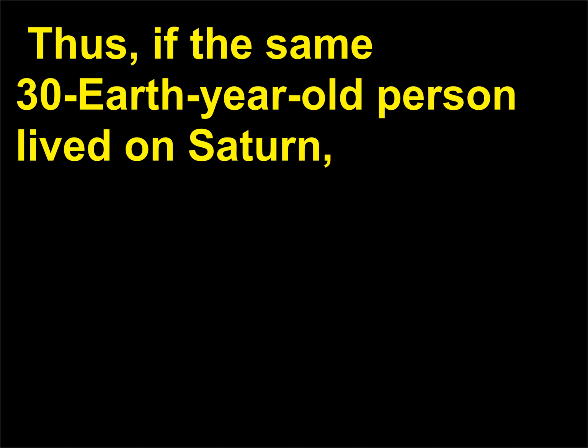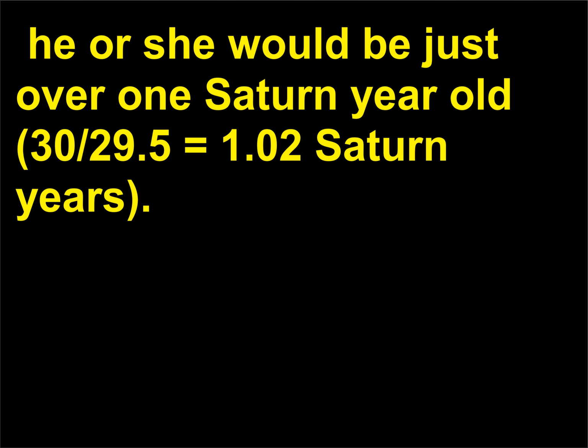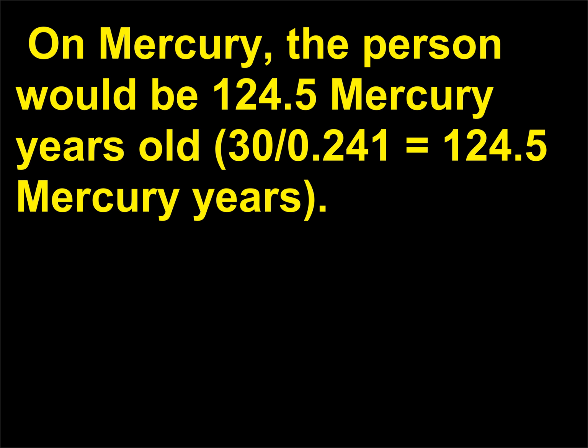Thus, if the same 30 Earth-year-old person lived on Saturn, he or she would be just over 1 Saturn-year-old, 30/29.5 equals 1.02 Saturn years. On Mercury, the person would be 124.5 Mercury years old, 30/0.241 equals 124.5 Mercury years.